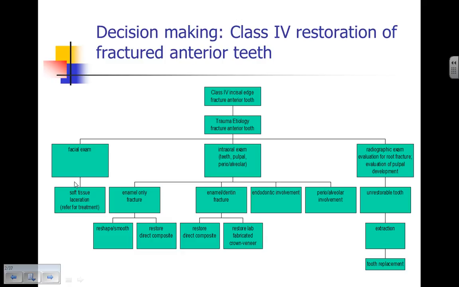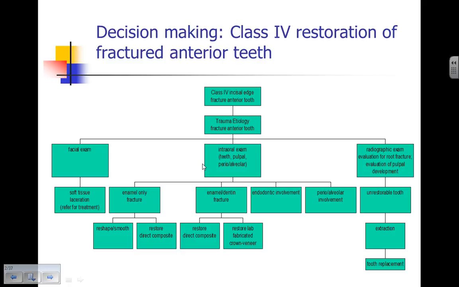When we do our facial exam, we're looking for soft tissue lacerations, and in fact, we may decide the tooth is less important than the patient going to the emergency room to see a plastic surgeon to have lacerations stitched up and attended to. But typically what we see in the dental office are tooth fractures for the Class 4. Although Class 4s can be a direct result of a Class 3 restoration becoming so large that we need to now include the incisal edge, typically Class 4 restorations are for teeth that fracture due to trauma.